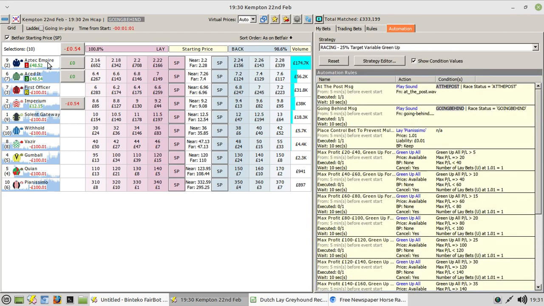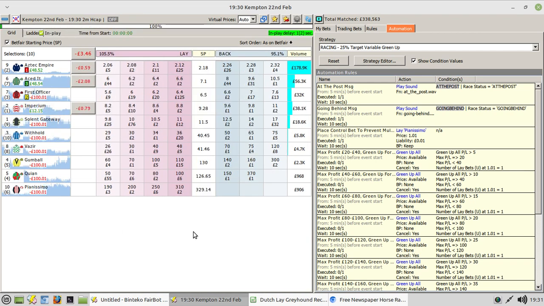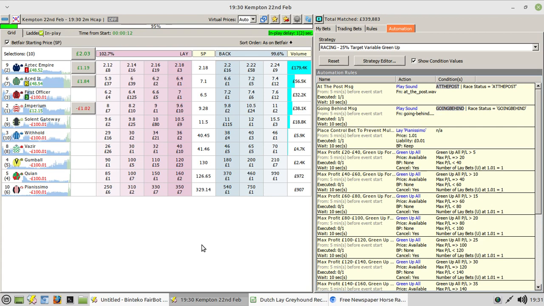So you'll see in this particular race, we have a £48 maximum profit. So I've dutched the top two in the market with a little bit of cover on Imperium. What the automation does is essentially look at the maximum profit, in this case £48, and looks to green up for 25% of that, near enough.